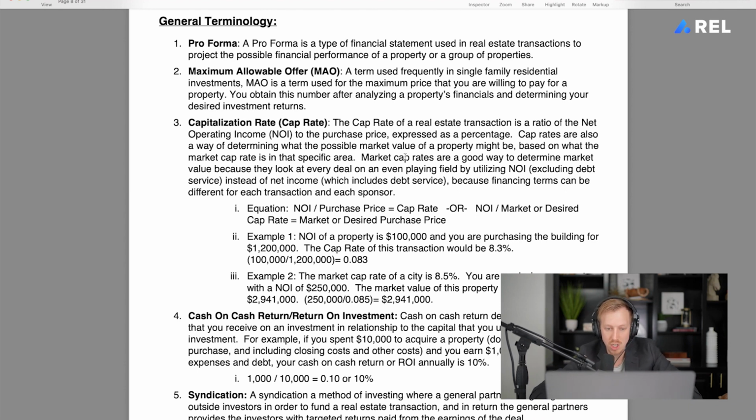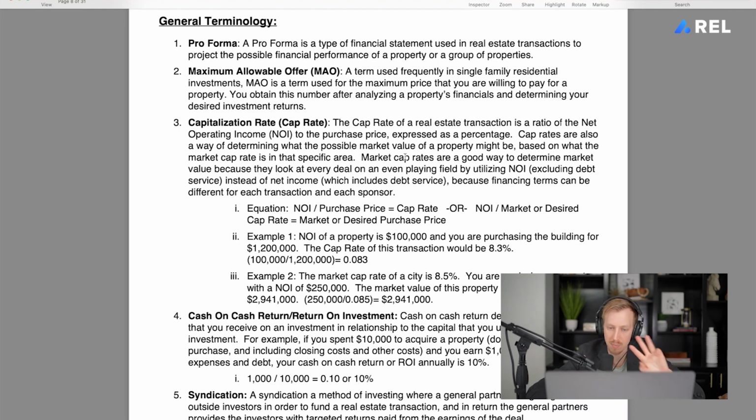So, the equation for NOI. And this is going to take a little while to grasp. I know when I was first getting started, I didn't really understand cap rates. But once you see how it works a couple times in actual practice, it will make a lot more sense. So the equation is net operating income divided by the purchase price of a property equals the cap rate that you bought the property for.